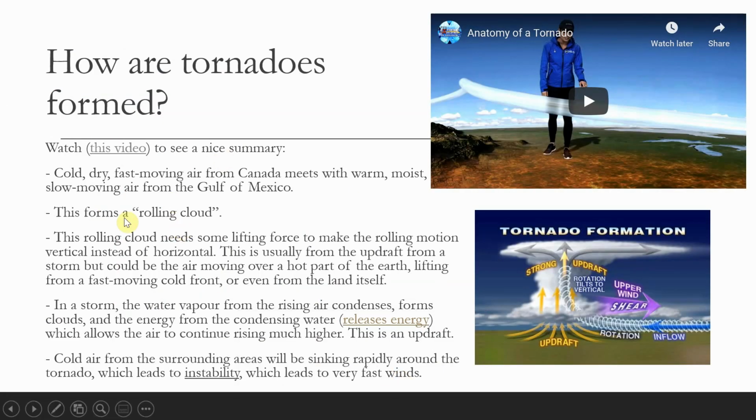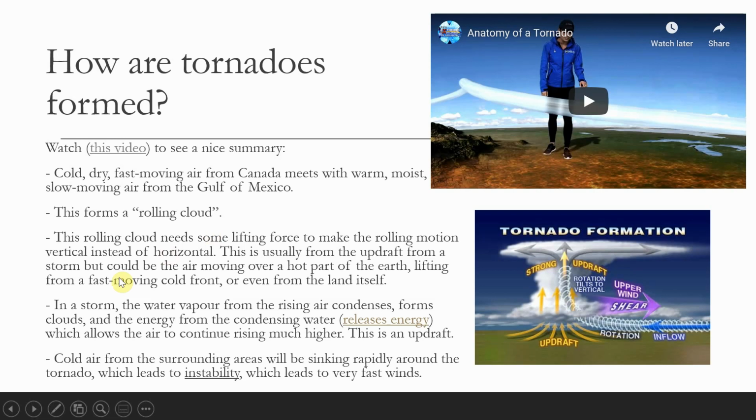So far what we've got here is cold, dry, fast-moving air moving down south from Canada at a high speed. And this meets up with the very slow moving, warm, moist air that's coming in from the Gulf of Mexico heading north. So you've got cold air that's fast and high moving south, and then warm, moist air moving north. And this forms the rolling cloud that she talked about.